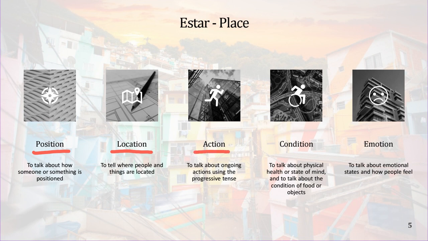Action is for the A. Whenever you want to talk about ongoing actions that happened in the present or that happened in the past, you're going to use the verb estar. This is called the progressive tense. You would remember it as está comiendo. I am eating, like right now.